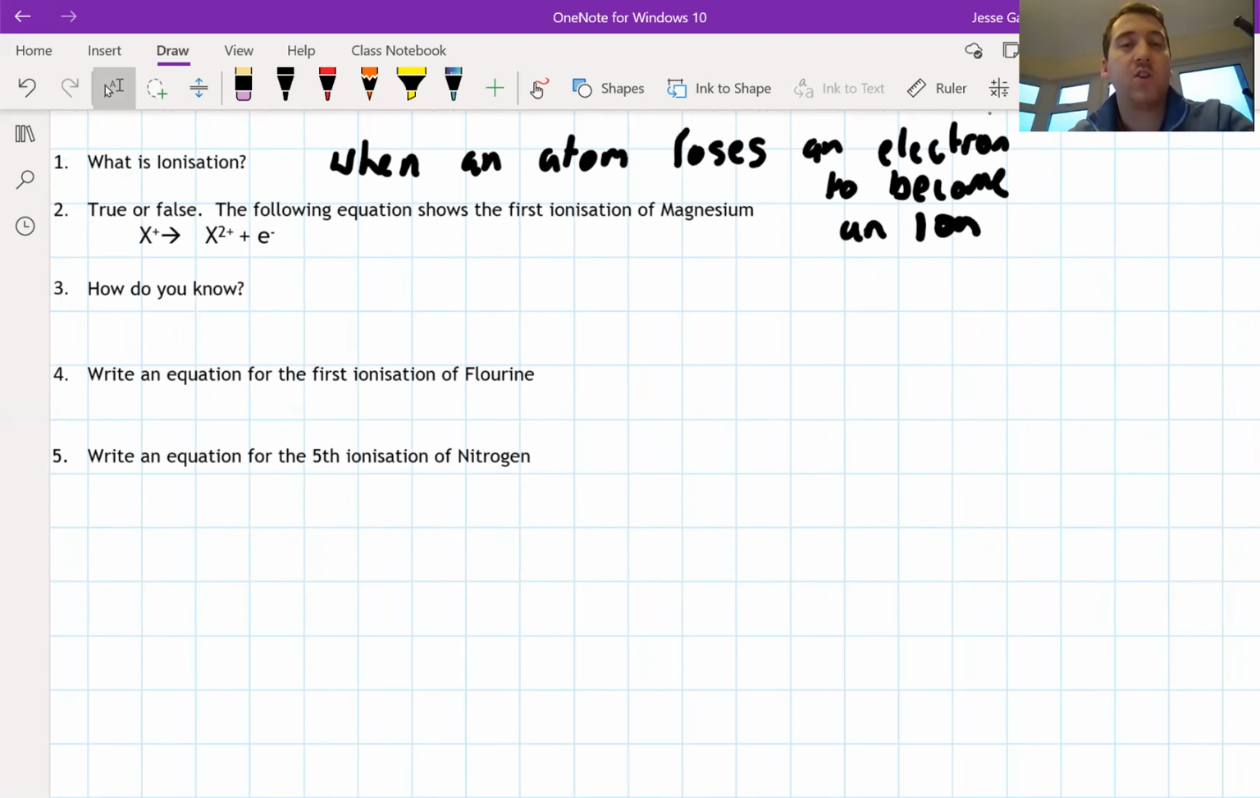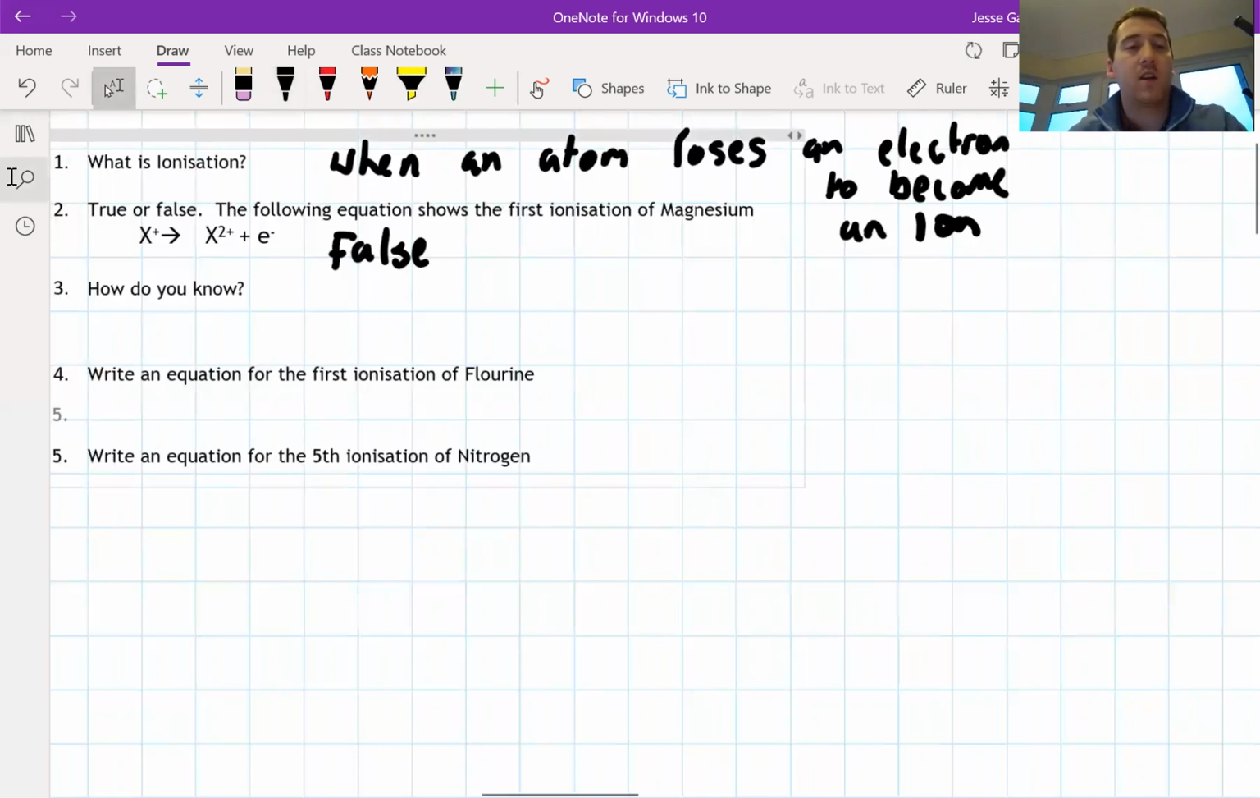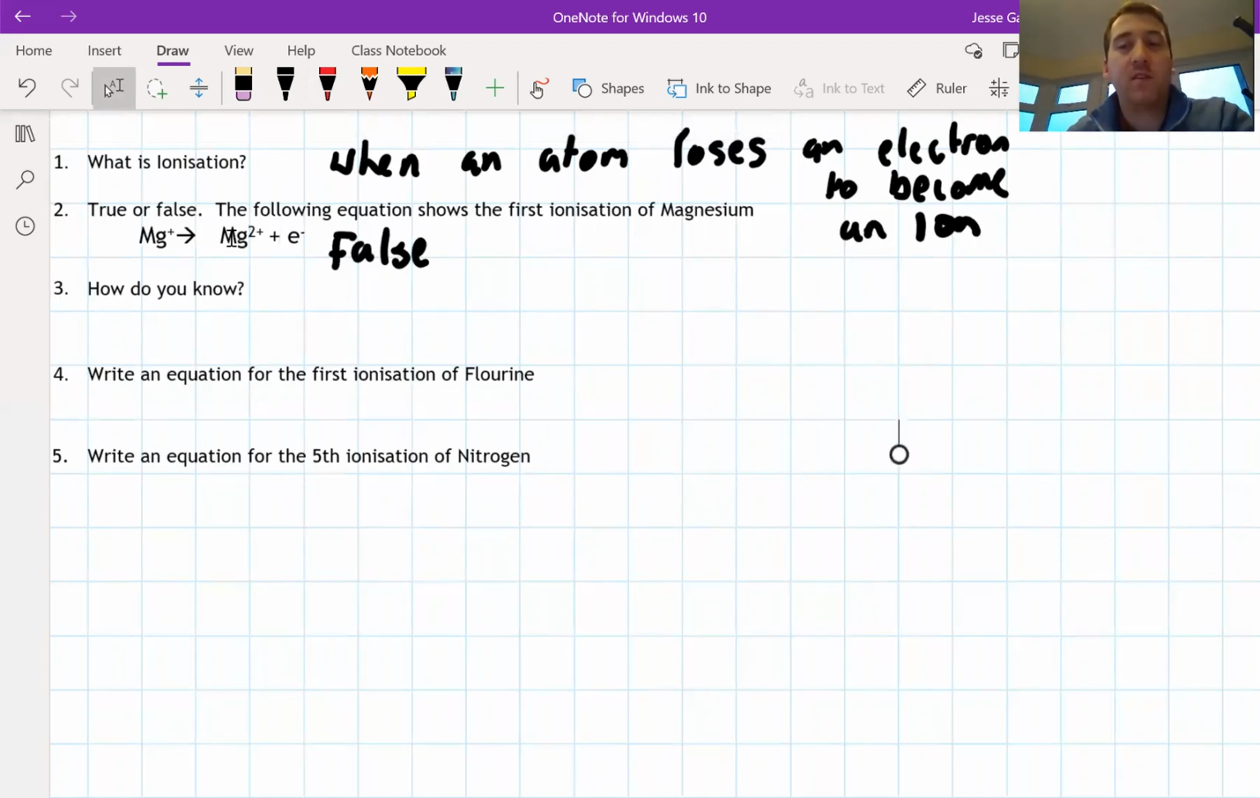True or false: the equation shows the first ionization of magnesium. So it's false. Now, I forgot to actually change those signs. I was supposed to change that to Mg and Mg, like that. So you might have thought it was false because it was X's and not Mg's. Now what do you think? Pause the video and see, do you still think it's false? Okay, it is false. It's definitely false.